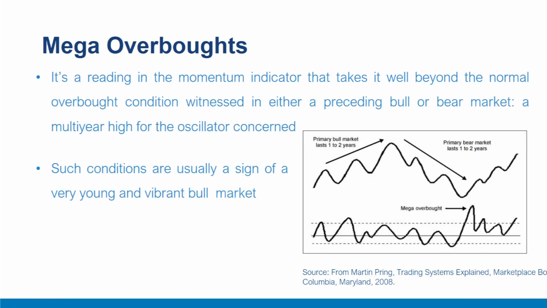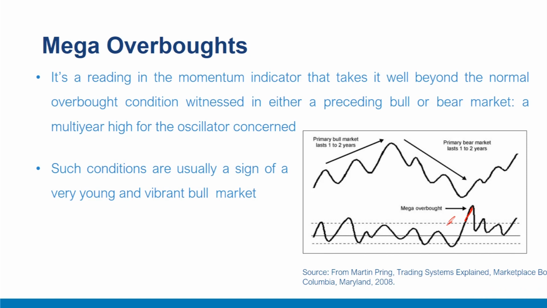This kind of mega overbought is a reading in the momentum indicator that takes it well beyond the normal overbought condition witnessed in the preceding bull or bear market. So this reading exceeds any preceding overbought level reading. It should, for example, represent a multi-year high for the oscillator concerned, perhaps even a record overbought reading. Such conditions are usually a sign of a very young and vibrant bull market that is starting.